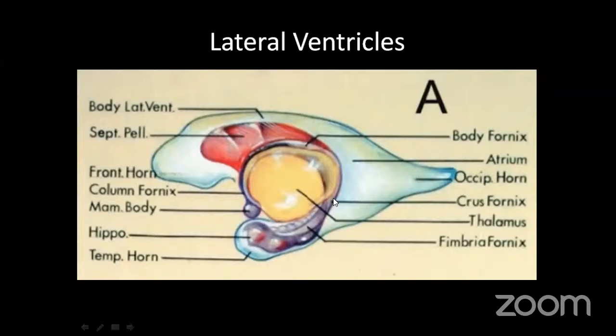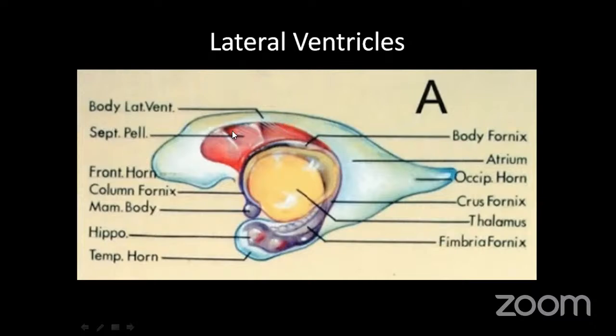So also you can appreciate this yellow colored structure in the center, and this C-shaped structure, that is a fornix, is cupping around this yellow colored structure. So this yellow colored structure is nothing but the thalamus. And we can see that the lateral ventricle forms another big C around the thalamus.